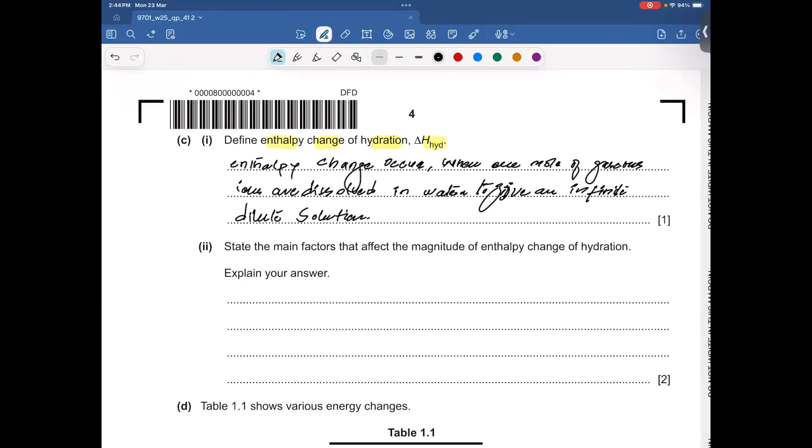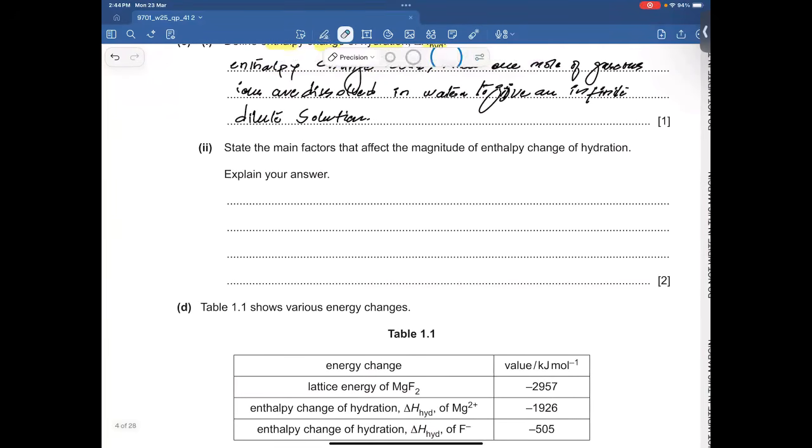All right. State the main factor that affects the magnitude of enthalpy change of hydration. Explain your answer. Well, hydration enthalpy depends on charge density, and charge density depends on the charge of the ion and the size of the ion, right? So hydration enthalpy is directly proportional to the charge of the ion and inversely proportional to the size of the ion.